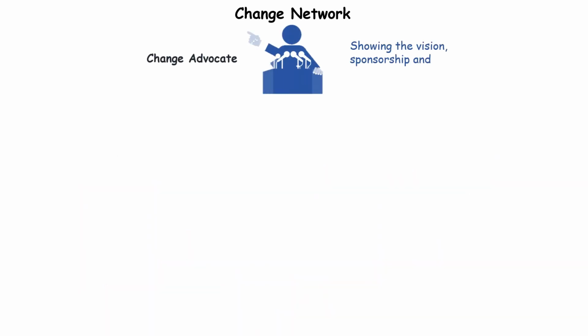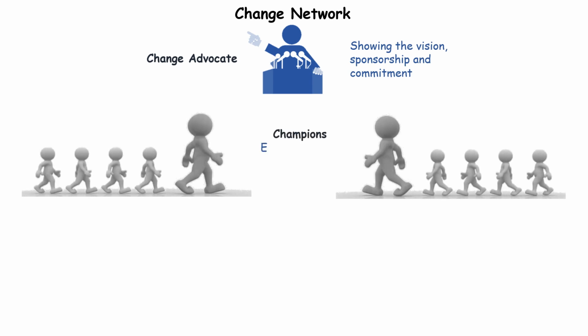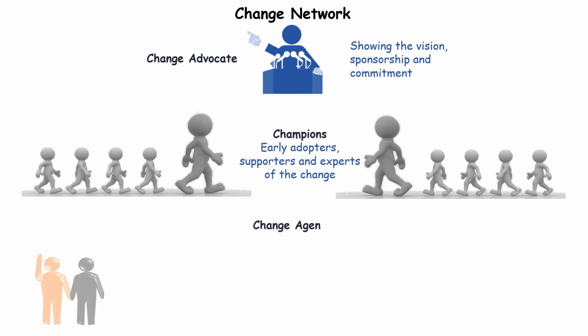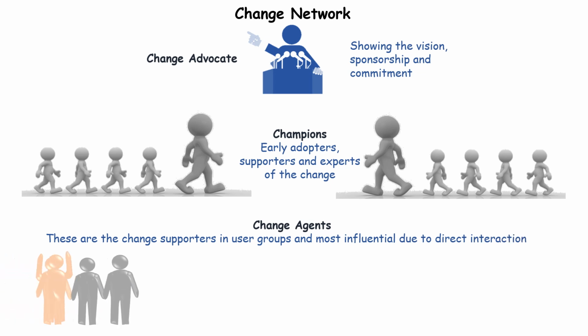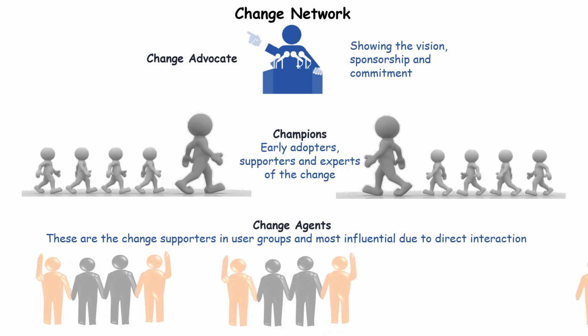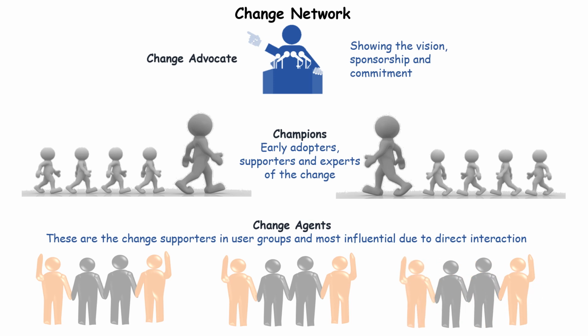So the change network is a structure of people to guide, support and embed change. On top we have change advocates. Their job is to show the vision and commitment of senior management for the change. Then comes the change champions. These are the early adopters, supporters and experts in the change. Communities of interest is a good example here. Finally, the change agents, who are the supporters of the change in the user groups. They are usually most influential due to their direct interaction.